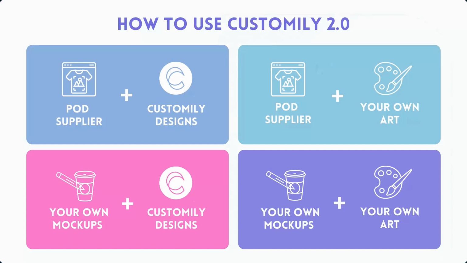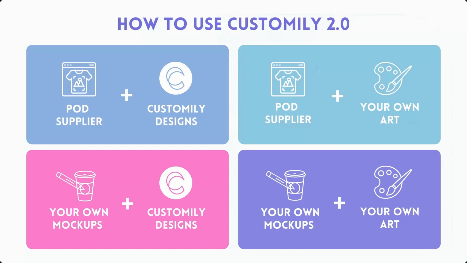If you're going to be creating new products, you can use Customily 2.0 in 4 different ways that will simplify your process. And you will have to ask yourself some extra questions. For example, am I going to be using print-on-demand providers for my fulfillment? In that case, the top scenarios are the ones you want to explore.